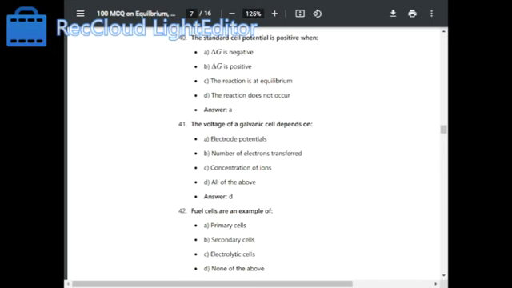Question number 41. The voltage of a galvanic cell depends on option A, electrode potential, option B, number of electrons transferred, option C, concentration of ion, option D, all the above. The correct answer is D, all the above. The voltage of a galvanic cell depends upon electrode potential, number of electrons transferred, and concentration of the ion, hence all are correct. Hence option D is correct.